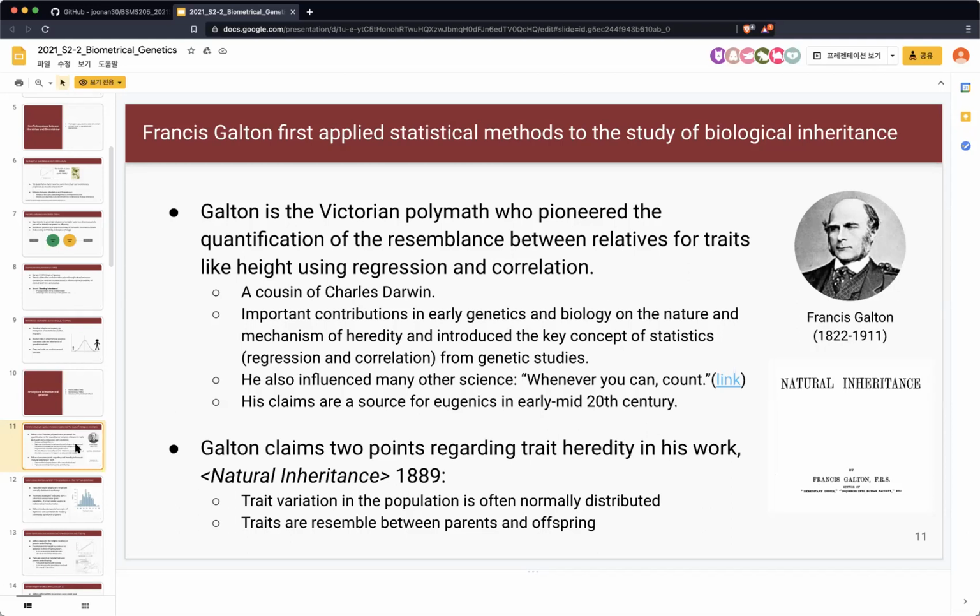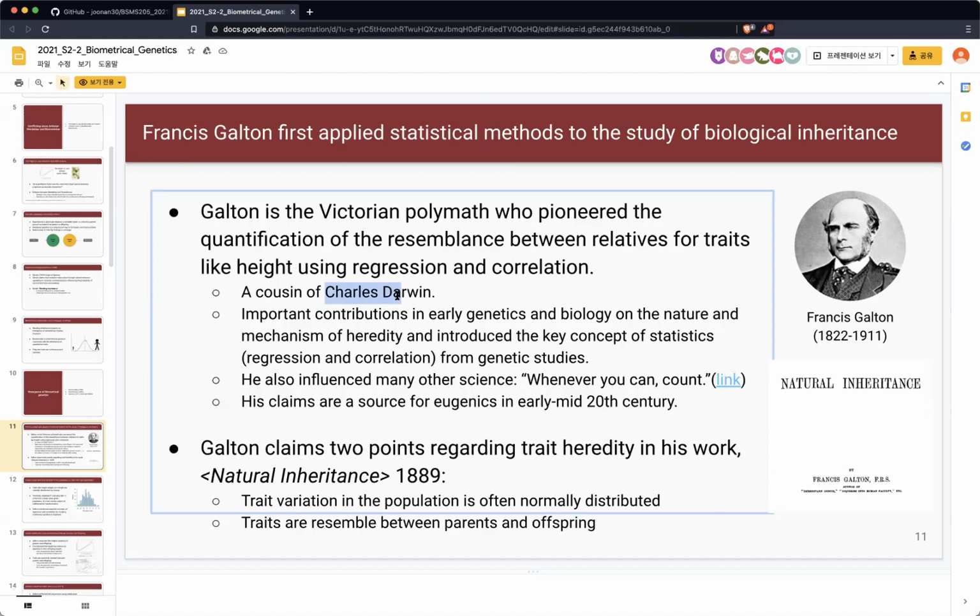So he basically looked at the quantification of resemblance between relatives for traits like height, using regression and correlation. So, more background on Francis Galton. He's a cousin of Charles Darwin, and he contributed so many different things to early genetics and biology, because he was totally obsessed with the quantitative nature of biological mechanisms, and also tried to put those phenomena into mathematical and statistical notation.